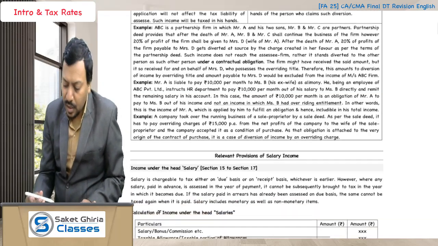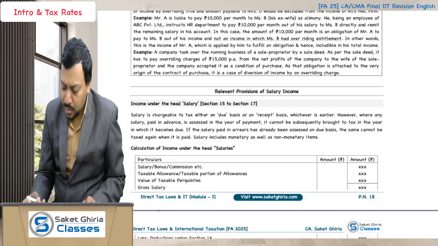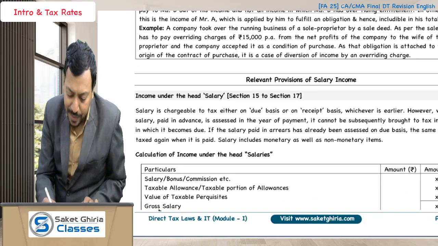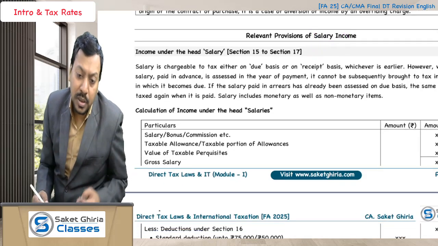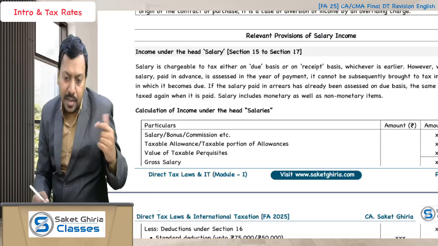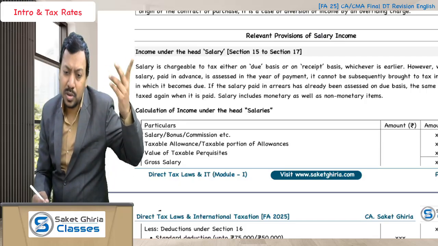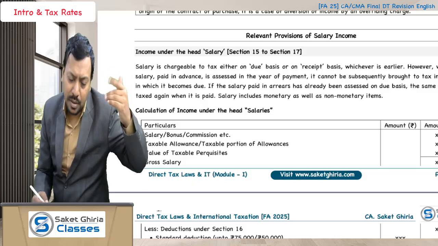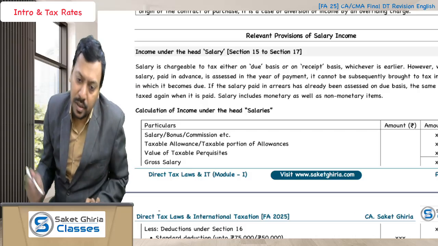Now, before concluding the revision, some basic concepts of salary income and house property income. For salary income, you know, three kinds of deduction are available, which is relevant for CA final level. You are not required to remember those house rent, HRA type of things. These are for CA inter.